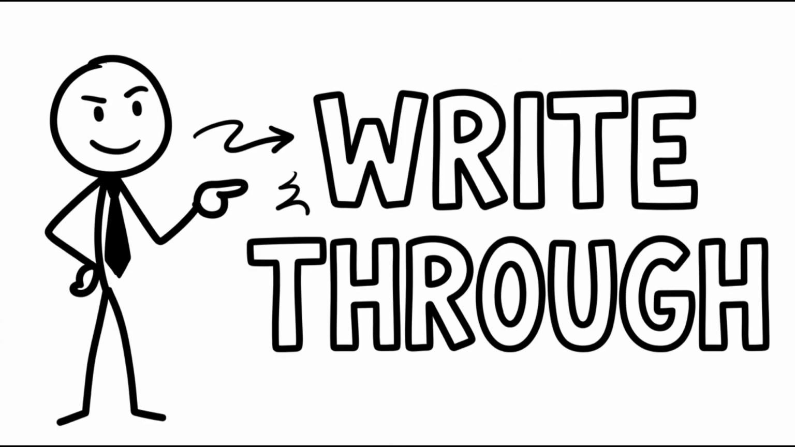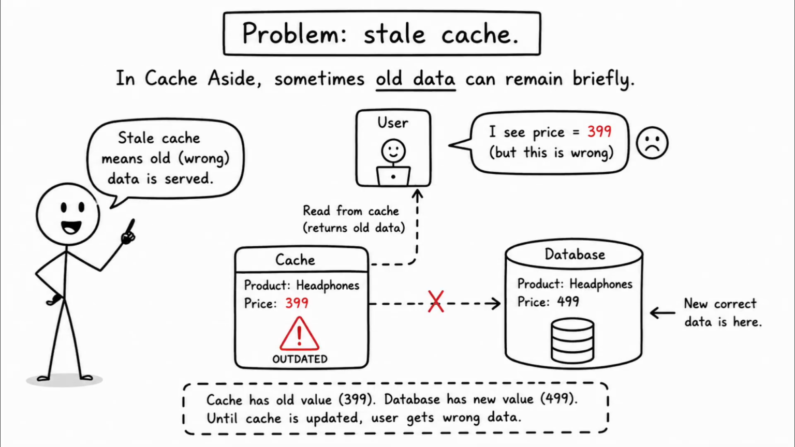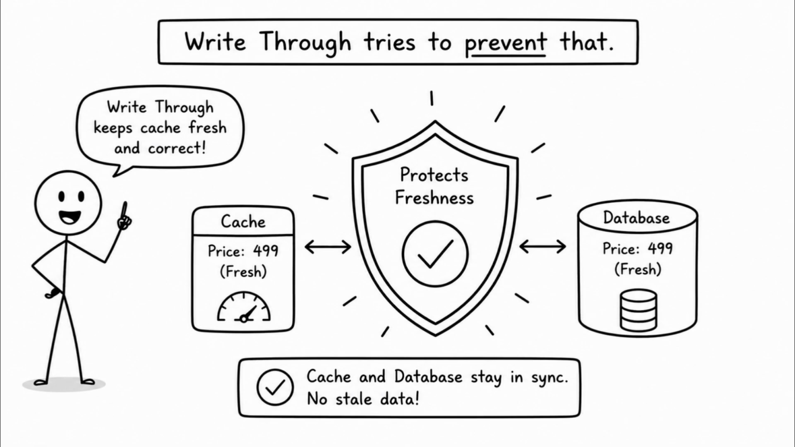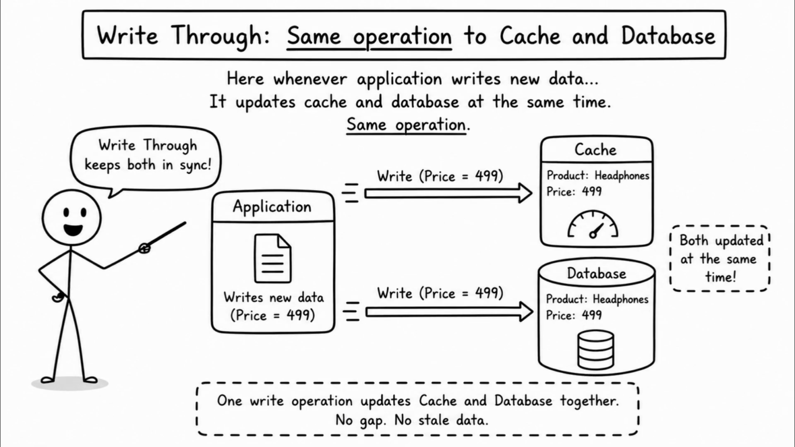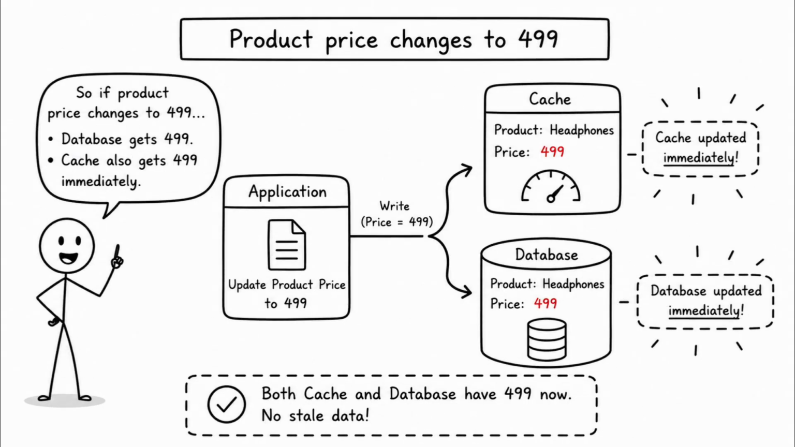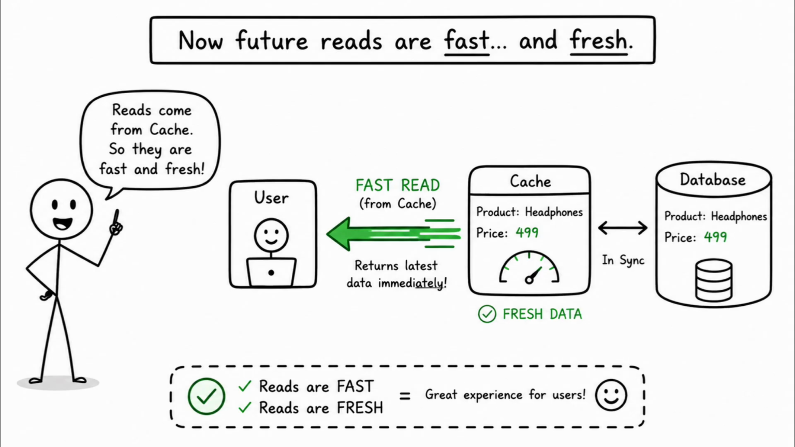2. Write through. Now let's move to write through. This one solves a different problem. Problem: stale cache. In cache aside, sometimes old data can remain briefly. Write through tries to prevent that. Here, whenever application writes new data, it updates cache and database at the same time, same operation. So if product price changes to $499, database gets $499. Cache also gets $499 immediately.